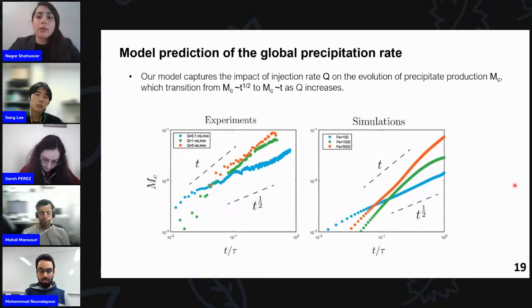So beside the precipitation pattern, our model can capture the evolution in the precipitation rate. So the same as experiments in the simulation, we see that in higher injection rate cases, the total amount of solid in the cell evolves linearly in time, and in lower injection rate cases, it evolves diffusively in time.